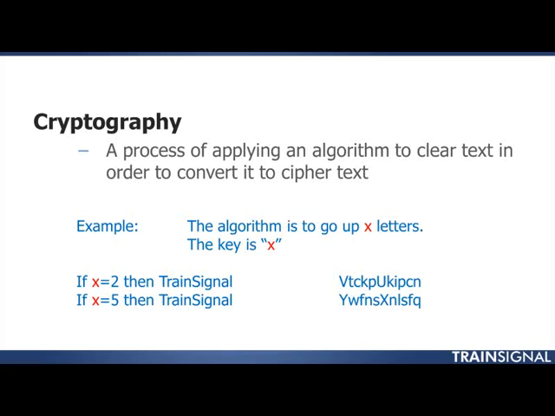Whereas if X is 5, we're using the same algorithm. The algorithm is go up X number of letters, but now the key is 5. Well, then train signal becomes YWFNSXNLSFQ. Again, we're using the same process where we just go up X number of letters. Now, why am I telling you all this? It's because I want you to see how this relates to a term called key. We're going to talk about using keys when it comes to cryptography and encryption.